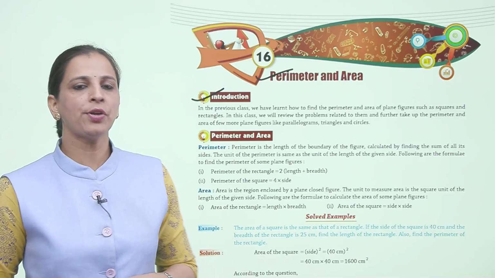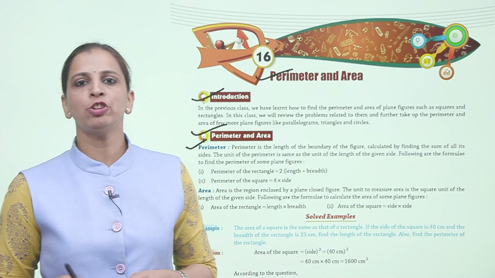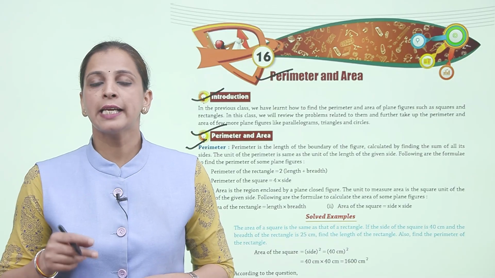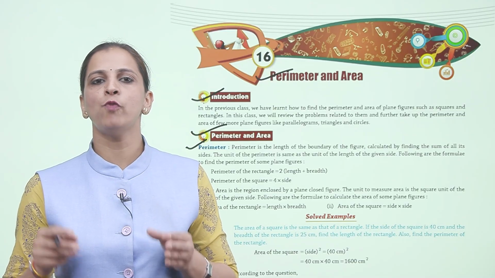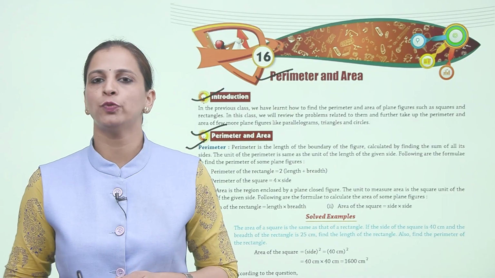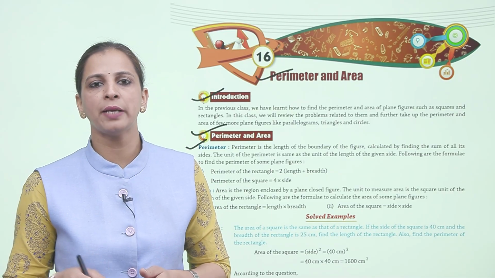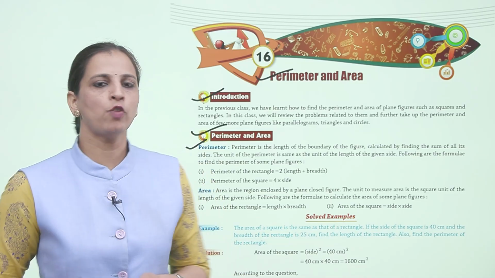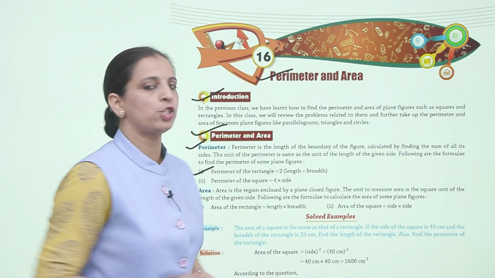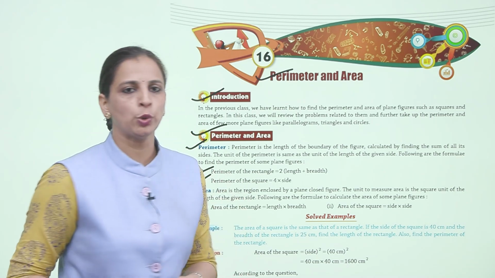Now, perimeter and area. Perimeter. Perimeter is the length of the boundary of the figure calculated by finding the sum of all its sides. The unit of the perimeter is same as the unit of the length of the given side. Following are the formula to find the perimeter of some plane figures. Now first is perimeter of rectangle is equals to 2 into length plus breadth. Perimeter of the square is 4 into side.